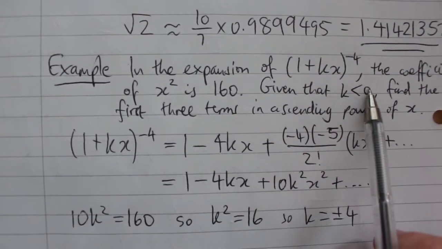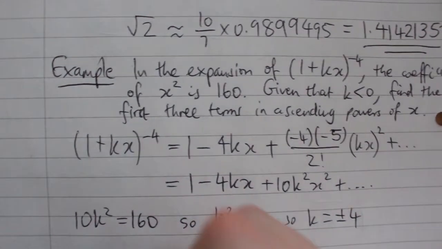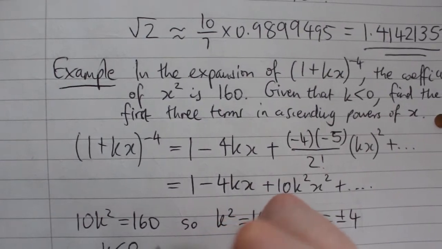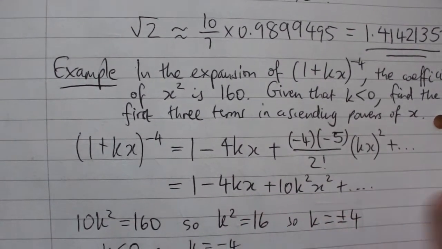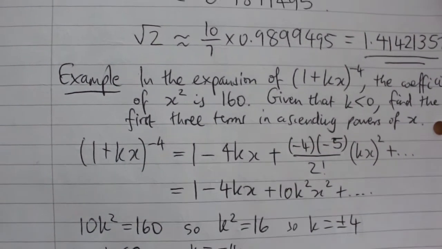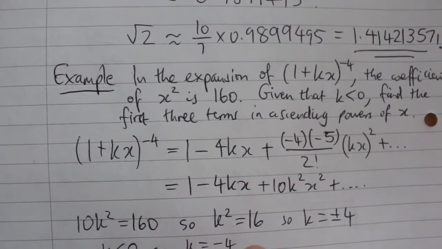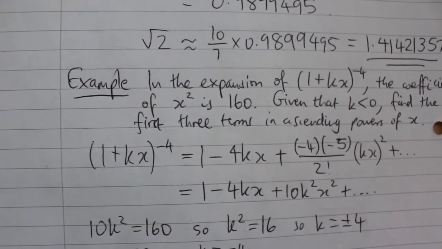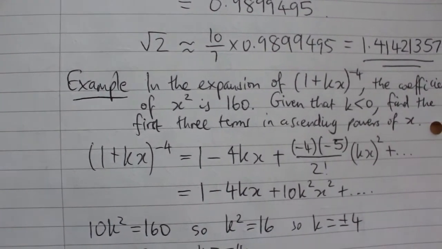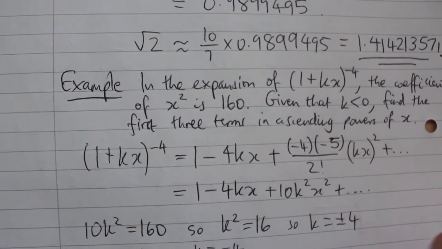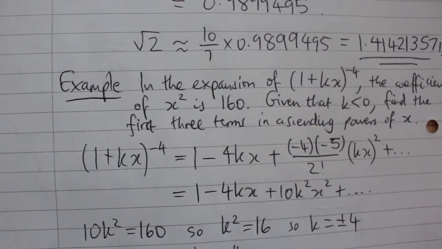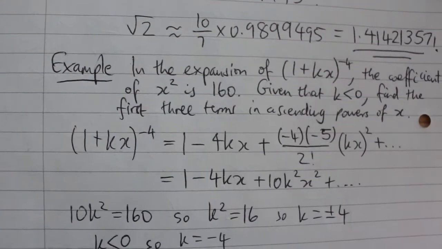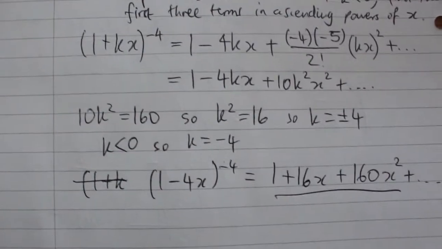But k is negative, so we know in fact that k is minus 4. And then if we put this back into the expansion, we get that the first three terms are 1 minus 4k is 16, so we get plus 16x plus 160x squared. And that's the answer.